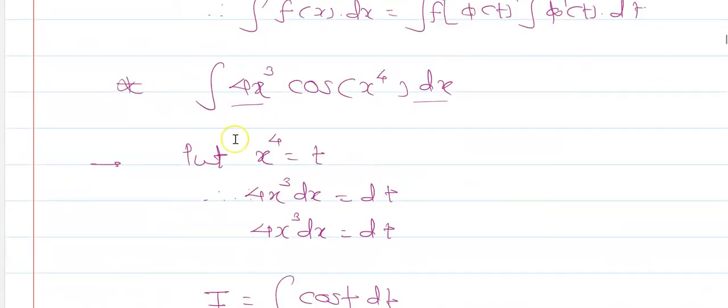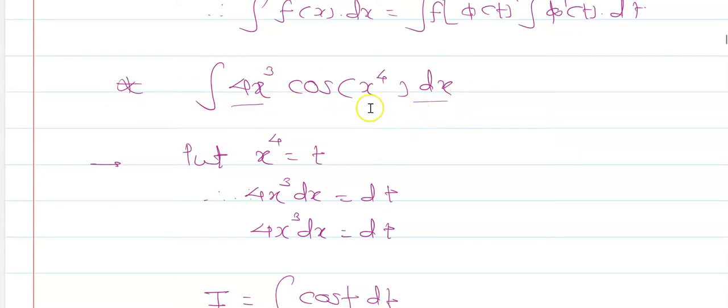Now here is one more example. Now here is an integral. You can understand my writing; this is writing on the digital board, therefore sometimes it's not in a proper manner. The integral of 4x cube cos of x raised to 4 into dx.